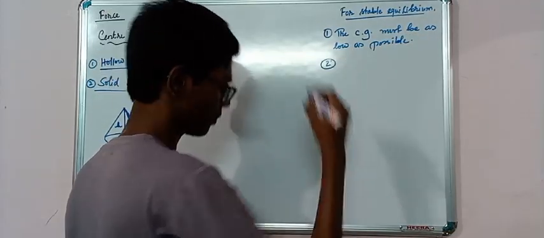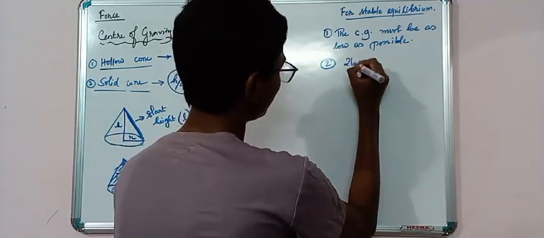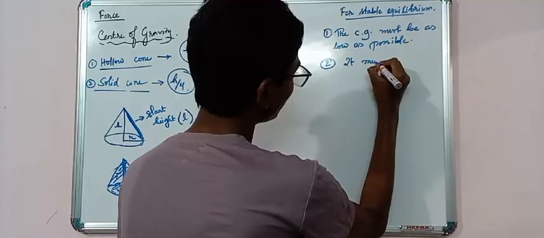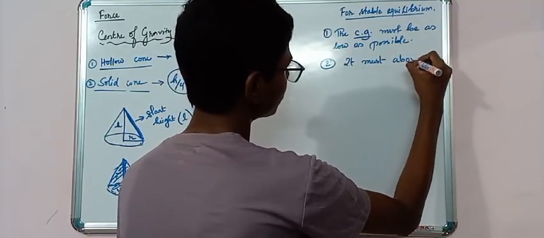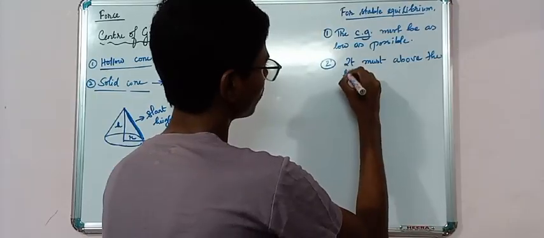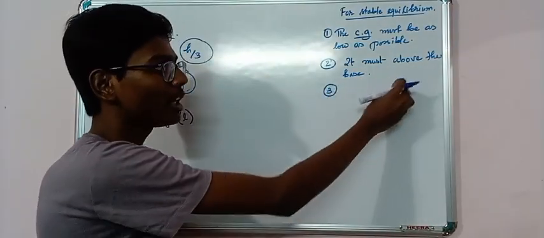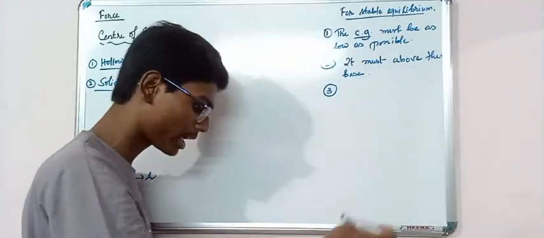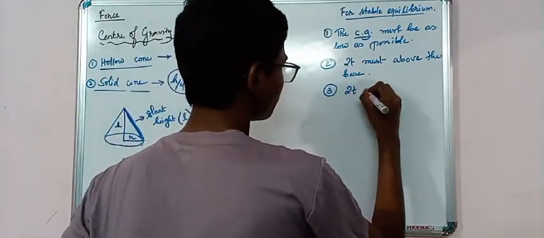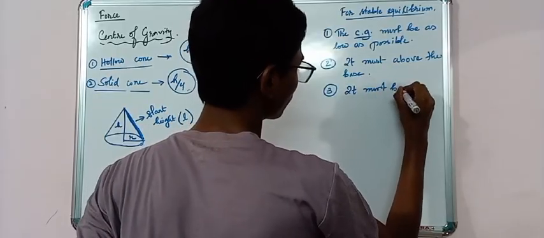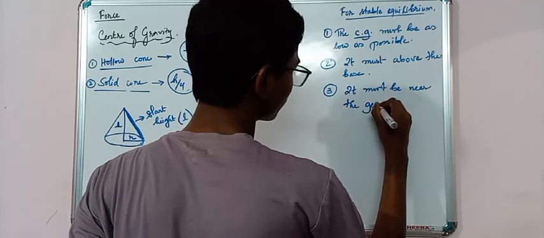and it must be above the base. Here, it refers to the point of CG. It must be above the base. I'm just breaking the second point into another point. It could have been written in one point only, but I'm breaking it down for simplicity. And it must be near the geometric center of the body.